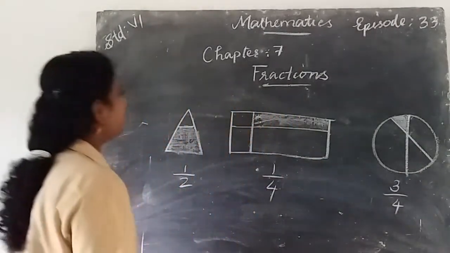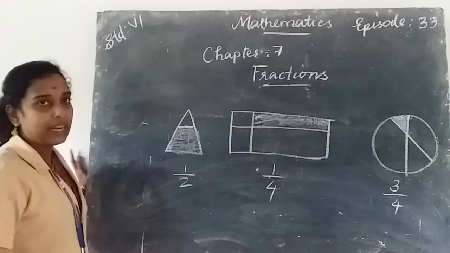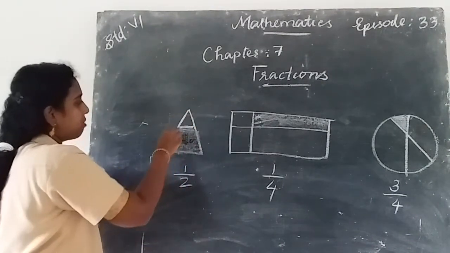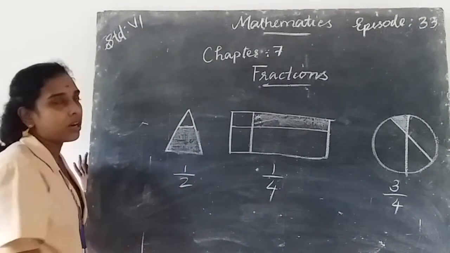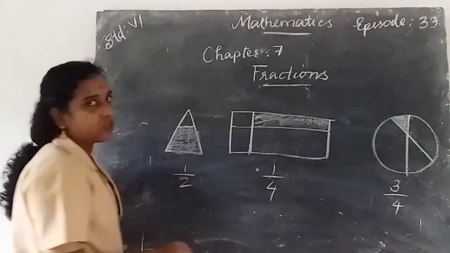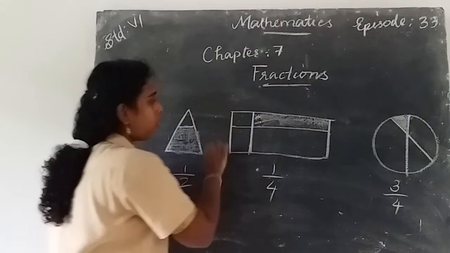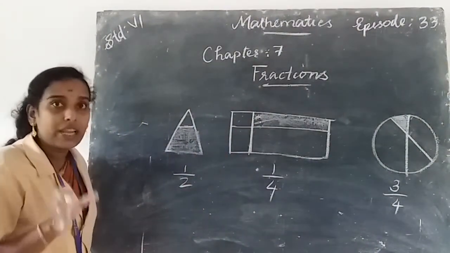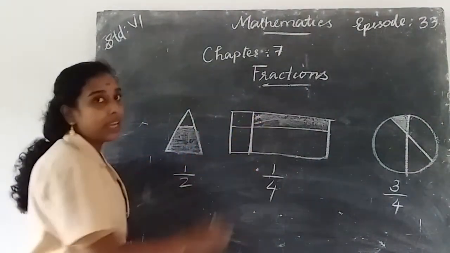Here we can see that the whole is not equally divided. Here the triangle is not equally divided. It's not representing 1 by 2 fraction, and here it's also not equally divided. It's divided into 4 parts, but it's not equally divided. It is unequally divided.